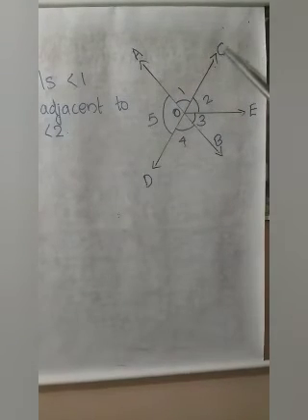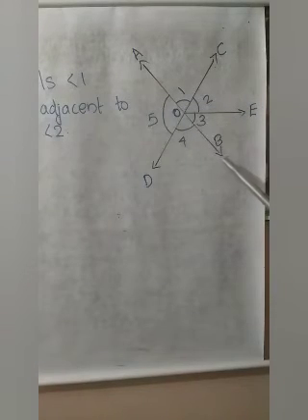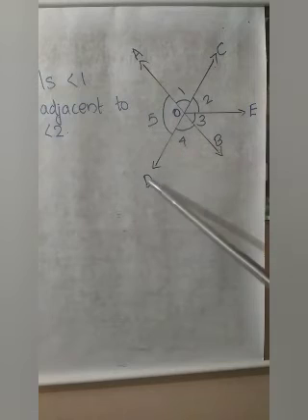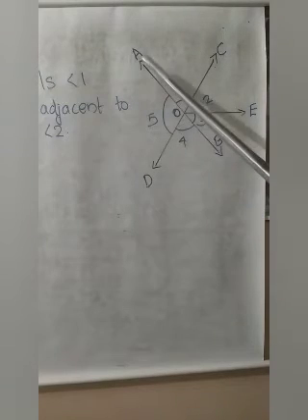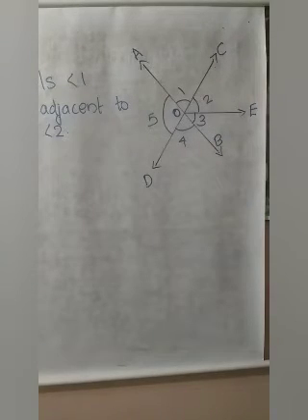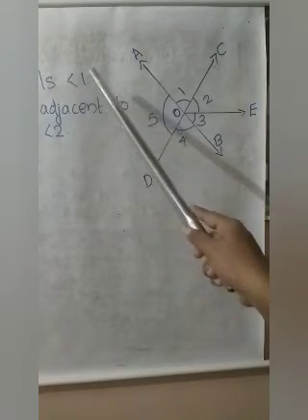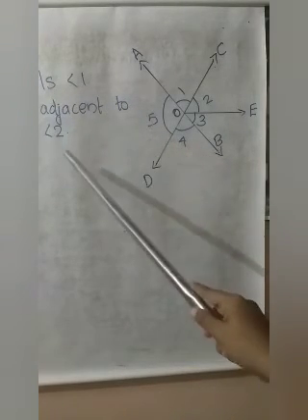AOC, COE, EOB, BOD, DOA. These are the 5 angles. Now the first question, is angle 1 adjacent to angle 2?